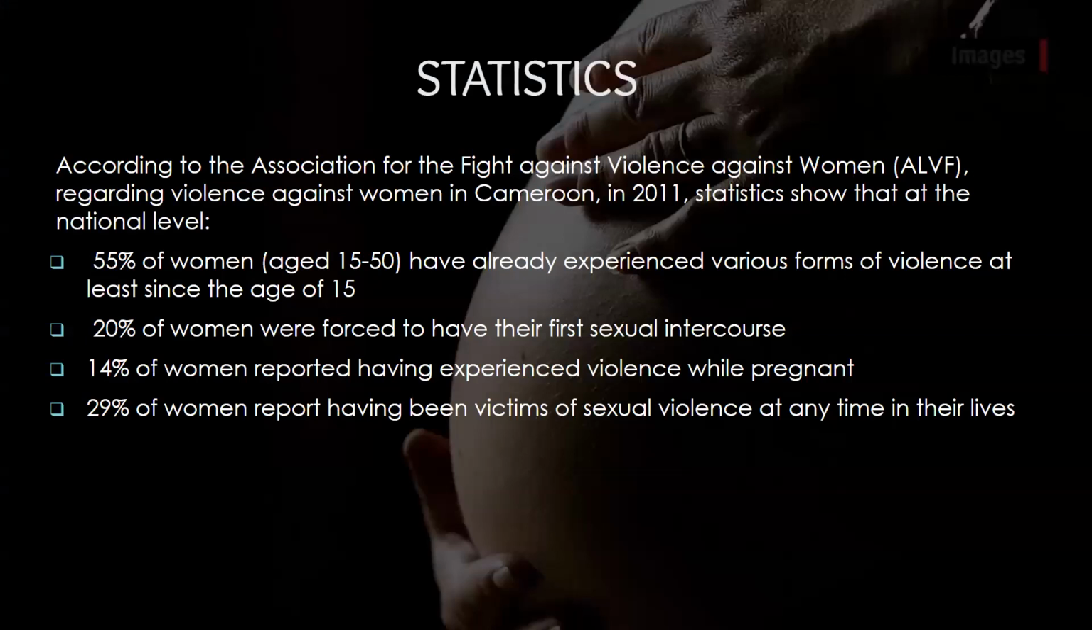Okay, let the statistics speak for us. According to the Association for the Fight Against Violence Against Women, regarding violence against women in Cameroon, in 2011, statistics show that at the national level, 55% of women aged between 15 and 50 have already experienced various forms of violence at least since the age of 15. 20% of women were forced to have their first sexual intercourse. 15% of women reported having experienced violence while pregnant. 29% of women reported having been victims of sexual violence at any time in their lives. Next slide, please.